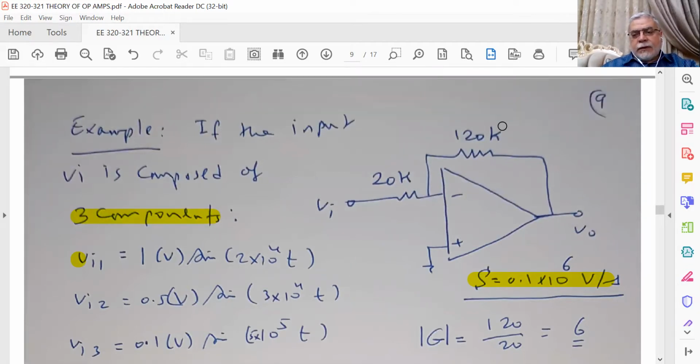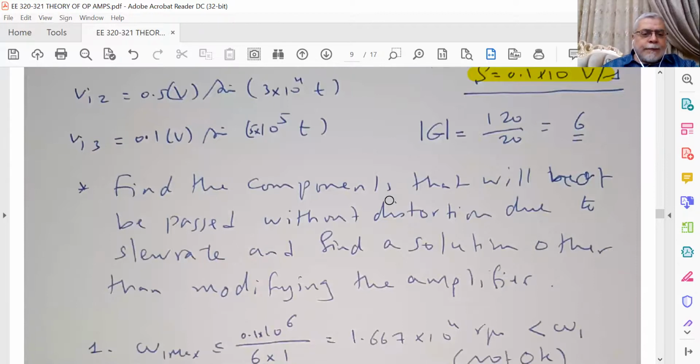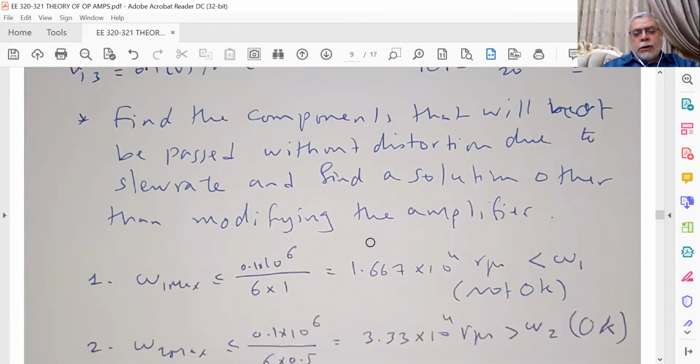Mark that the gain for this circuit is 120 divided by 20, which is 6 in absolute value. It is minus 6 in signed value. So find the components that will pass through the amplifier without distortion. If any will be distorted, find a solution in order to pass them all without distortion. This means without modifying the amplifier, so the slew rate is constant. So we have to modify the gain, as we said before.